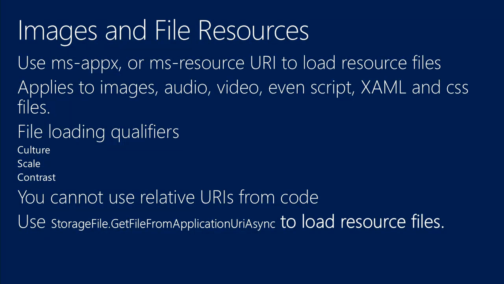The URI of the resource is ms-resource: this is the package name. This is the fully qualified path of the file. So this is how you will use it. Or for short, you can use it like that: ms-resource triple slash. This will remove the need to use the full package name.